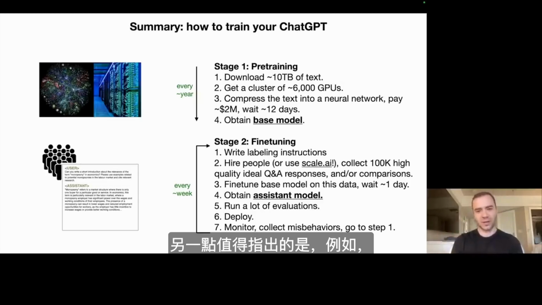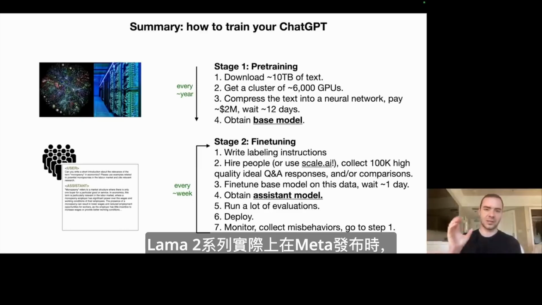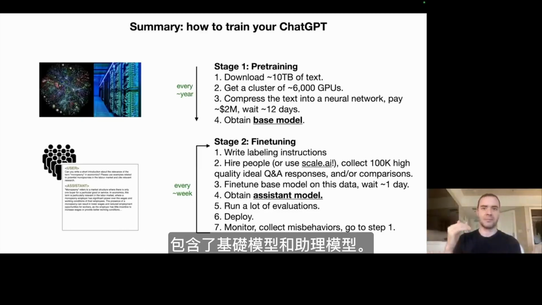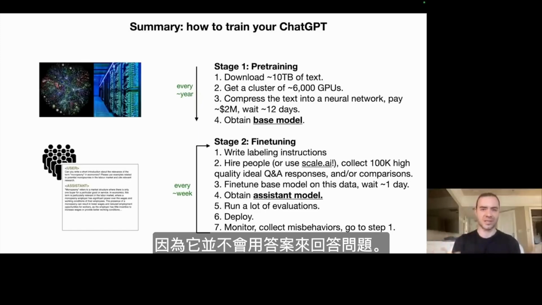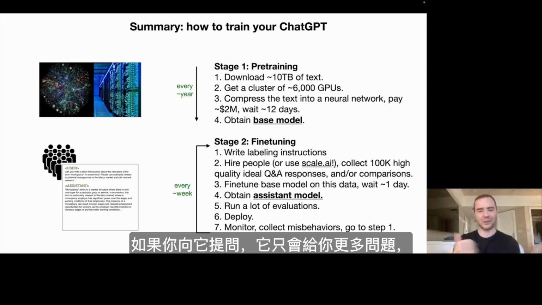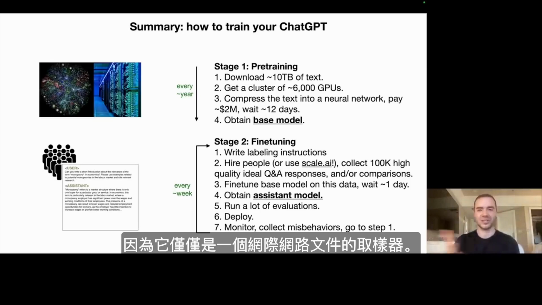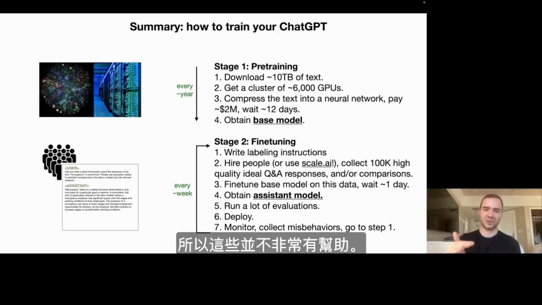One other thing to point out is, for example, I mentioned the Llama 2 series. The Llama 2 series actually, when it was released by Meta, contains both the base models and the assistant models. So they release both of those types. The base model is not directly usable because it doesn't answer questions with answers. If you give it questions, it will just give you more questions, or it will do something like that because it's just an internet document sampler. So these are not super helpful.